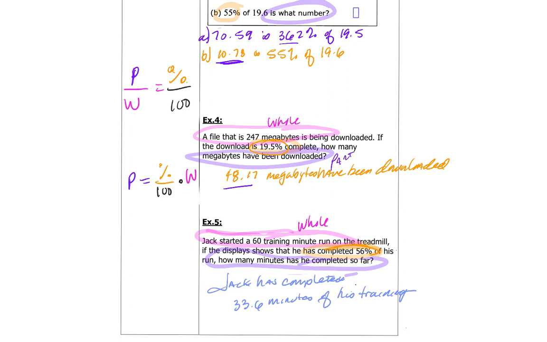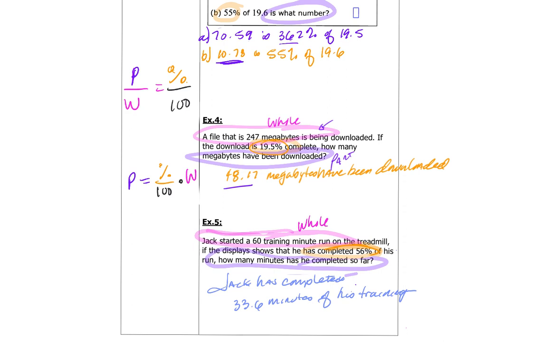This one, the whole was how much was being downloaded, the whole file, right? That's the file being downloaded. If the download is 19.5% complete, how many megabytes have been downloaded? So that's our part. How many have we downloaded? The 19.5% is how much has been downloaded. So we would have gotten 48.17 or 48.2 megabytes have been downloaded.